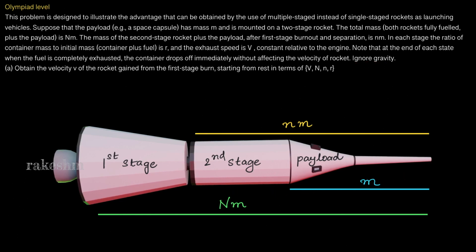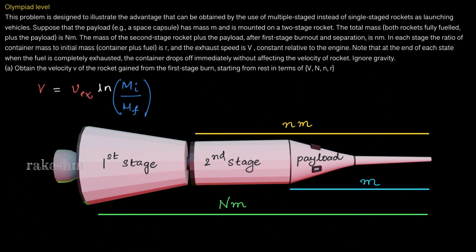Ignore gravity. First question: obtain the velocity V of the rocket gained from the first stage burn starting from rest in terms of v, capital N, small n and r. At this instant we can see that the fuel is over in the first stage and the first stage burn has occurred. So what is the velocity of the rocket now is the question.